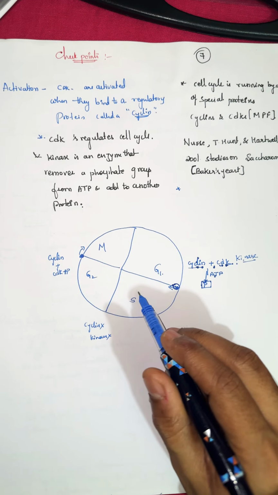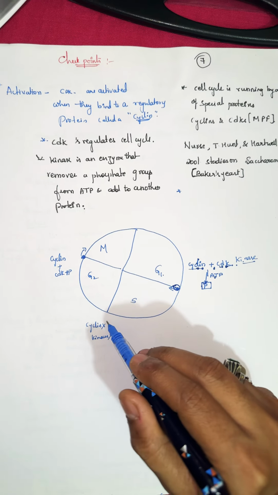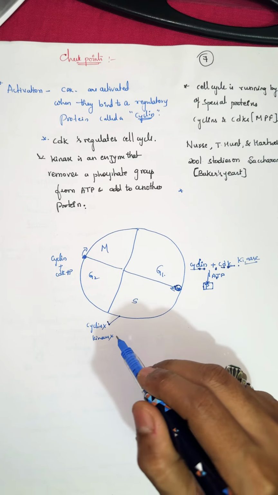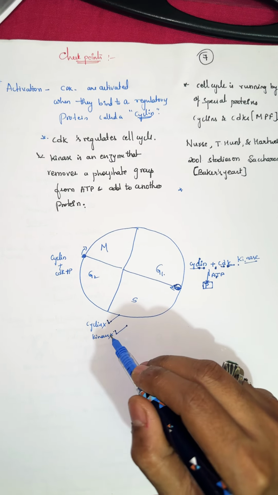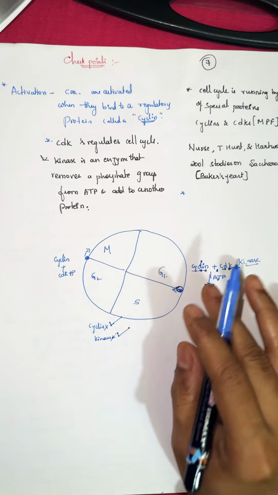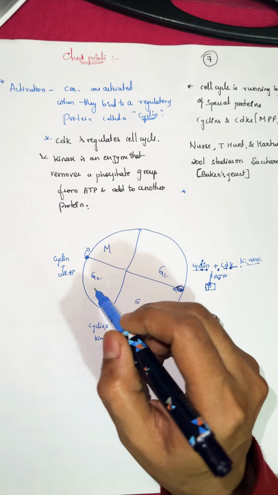Once it gets into the S phase, later on the cyclin proteins get degraded. Even the kinase enzyme which is dependent on the cyclin also gets degraded. That process is finished. Then the cell enters the G2 phase.